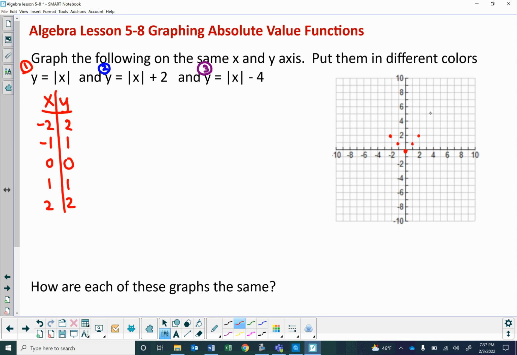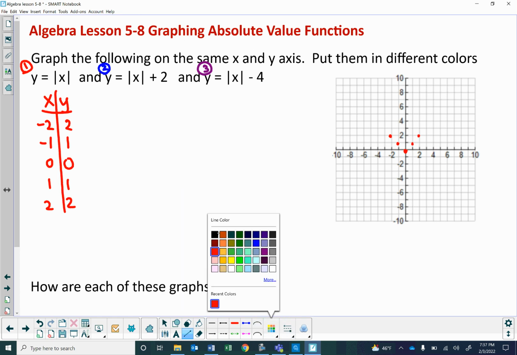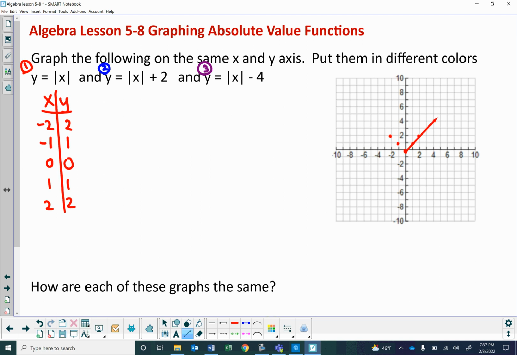And remember, it's a V-shaped graph. Use your ruler to make sure these end up looking very nice and tidy. So here is my V-shaped graph for my parent function. I'm a little off on this one, so I have to adjust it just a little bit. There we go. So there's my parent function, y equals the absolute value of x.